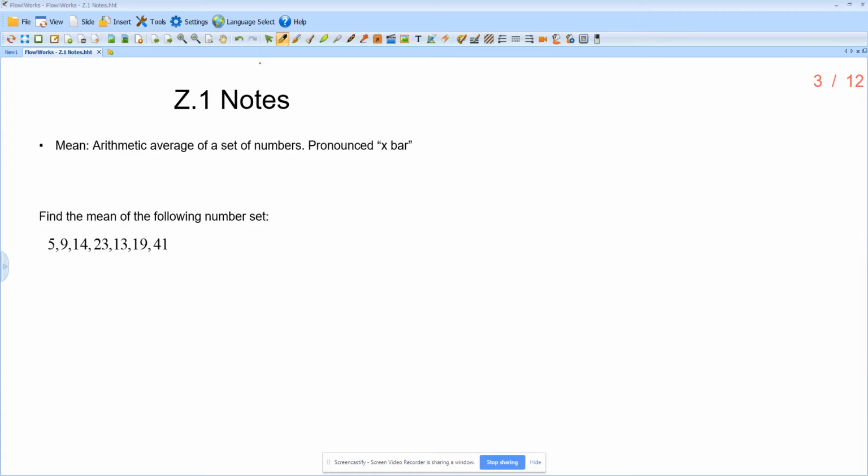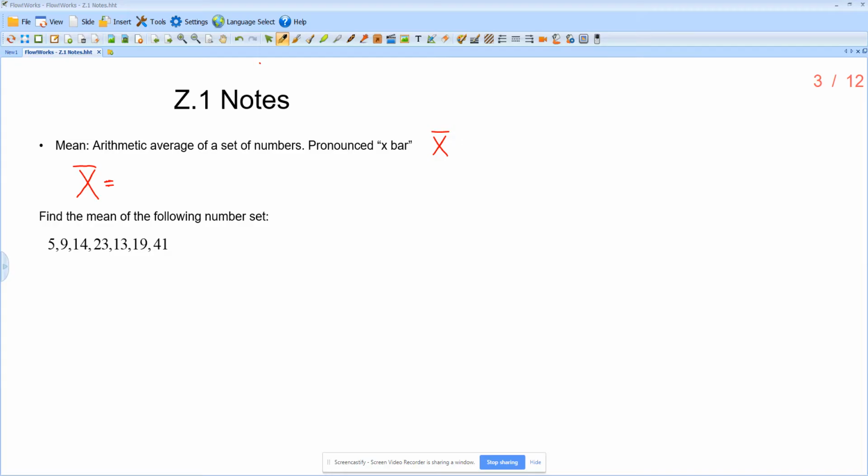Now you've all heard of and used a mean before. It's just your arithmetic average of a set of numbers. And the symbol that we have for it is this X with a line on top, which is pronounced X bar. So this means mean, the arithmetic average. And we have a little bit of a formula for this. X bar is equal to.